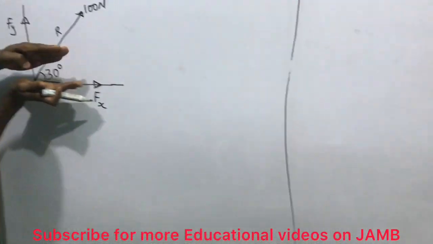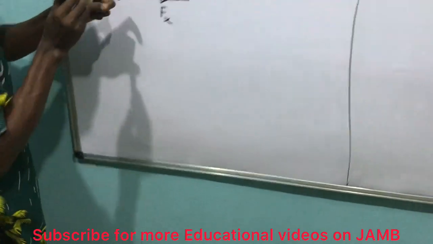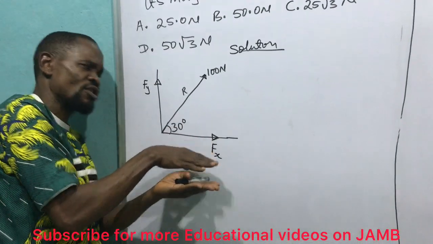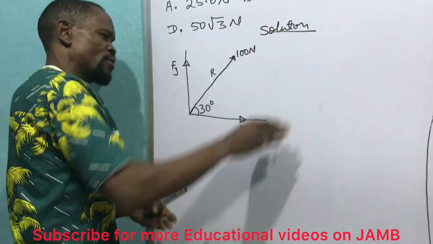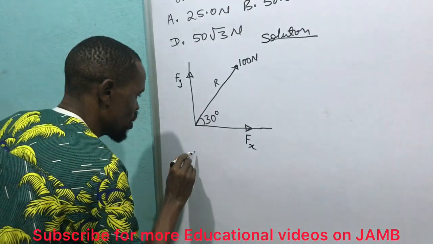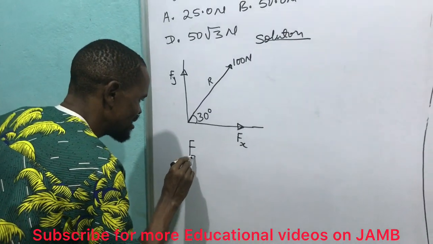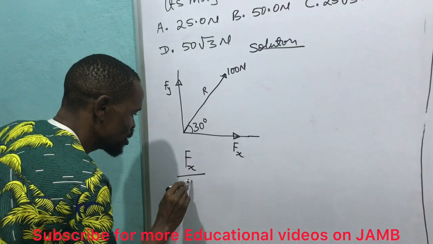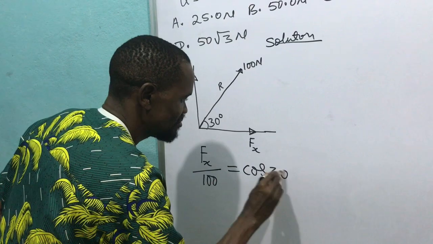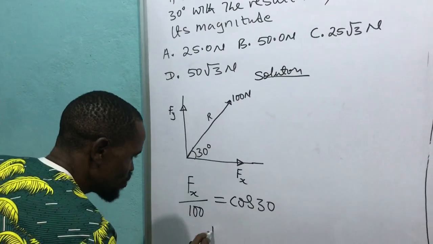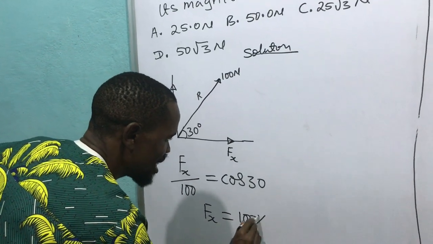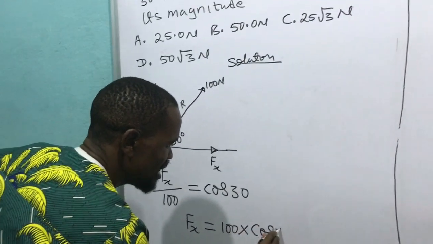Adjacent is the line where the angle is sitting. The line the angle is sitting on is adjacent over the hypotenuse, which is the cap. This one is opposite. Adjacent over hypotenuse is cos. I can now say adjacent over hypotenuse, which is 100 Newton, is equal to cos 30. That means Fx is equal to 100 times cos 30.